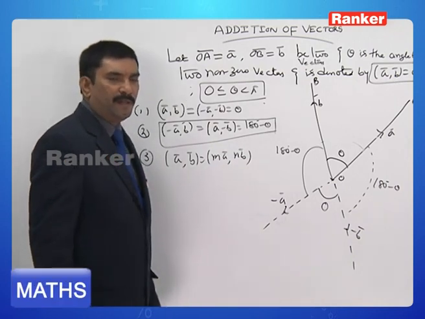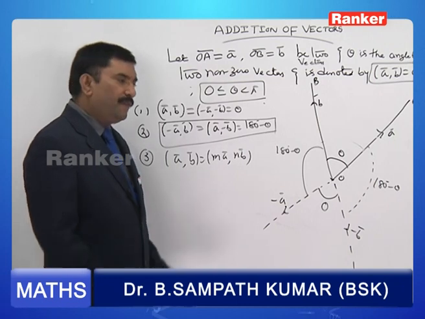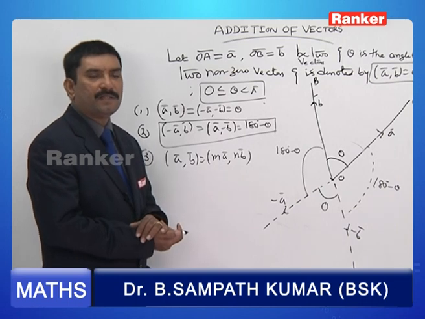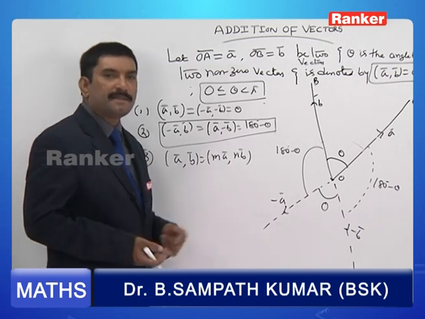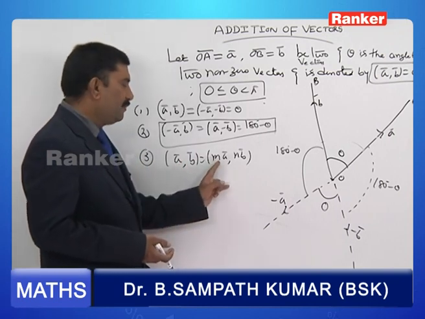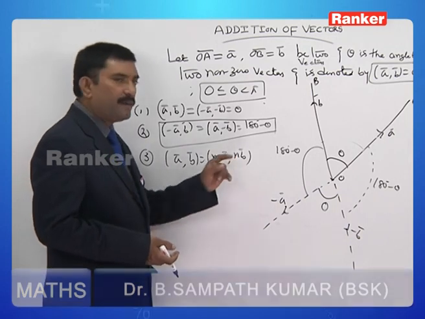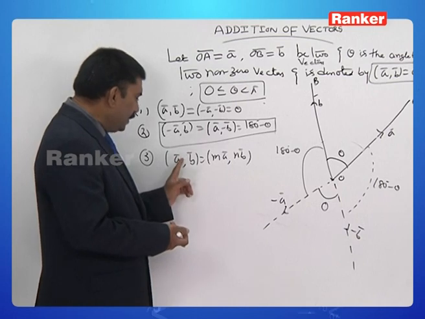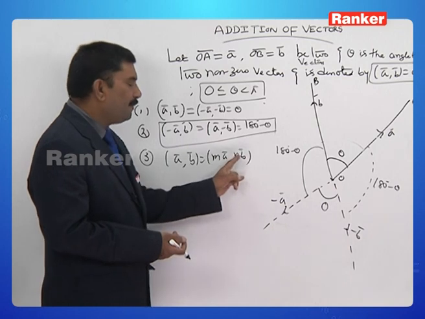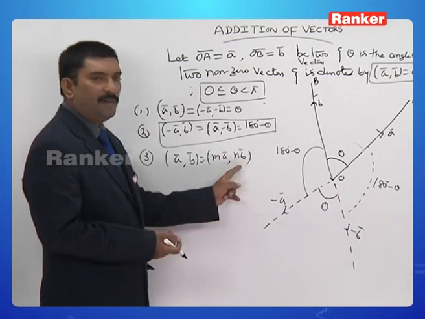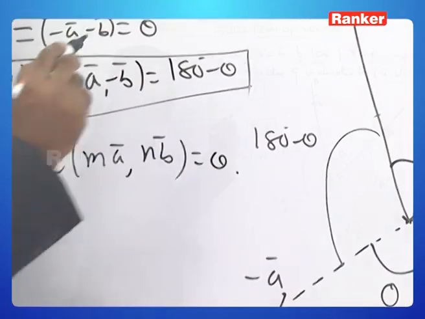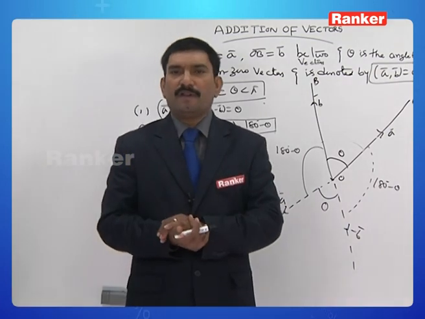Say for example, if I take A bar as one straight line and B bar as another straight line, the angle between the two straight lines is independent of their lengths. So the angle between the two vectors is the same as the angle between MA bar and NB bar. Here M and N must be positive. It may be 2A bar, 3B bar, 4A bar, or 100B bar. The angle is the same, theta.